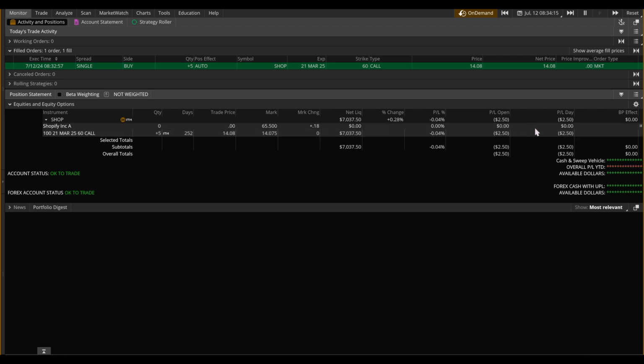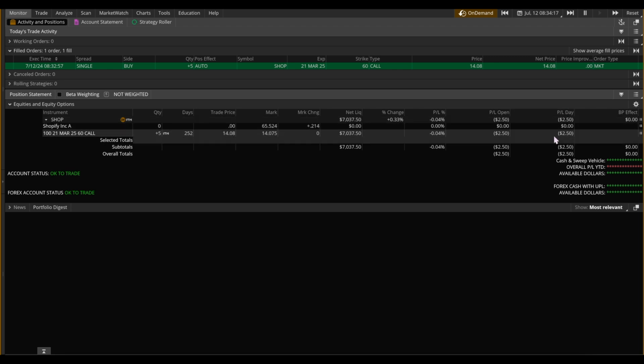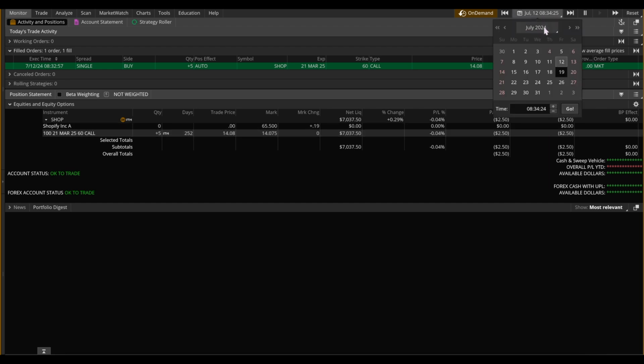Okay, so now we're going to take a look at the P&L. Obviously, it was $2.50, very low, but this was a swing trade. So I'm going to just fast forward. I'm going to hit the calendar, this little drop down here. We're going to move to January of this year, 2025. And we're going to select the 15th of January. Around the same time is completely fine.